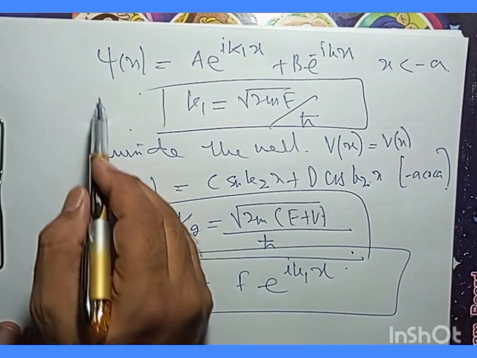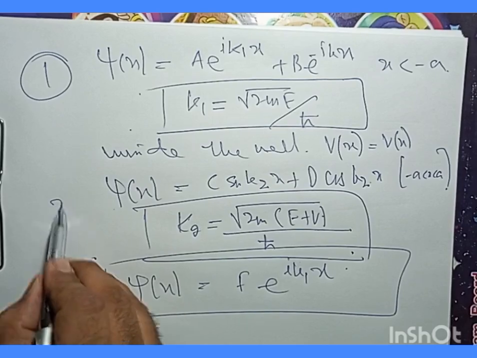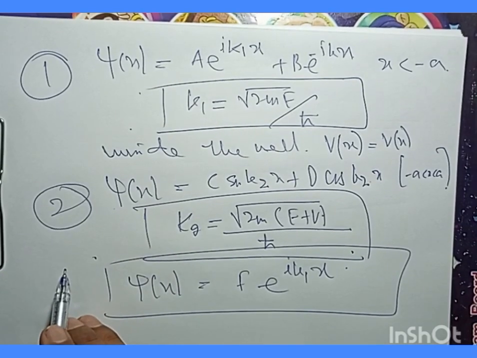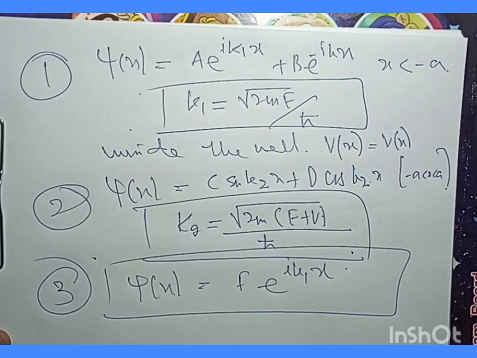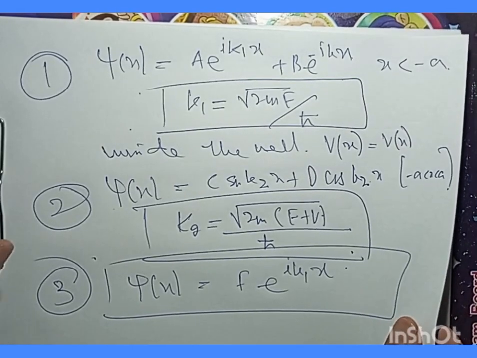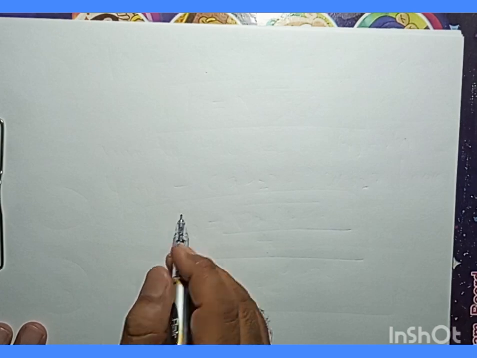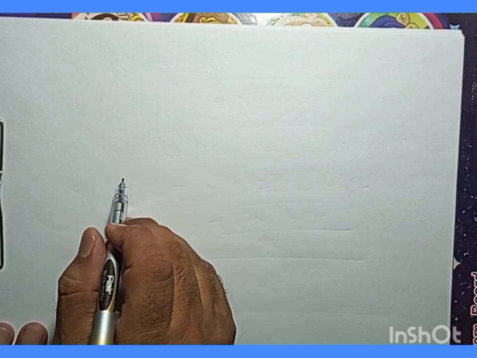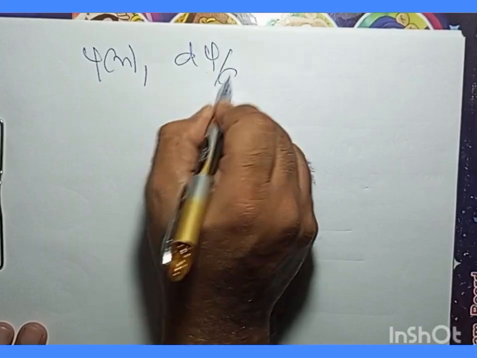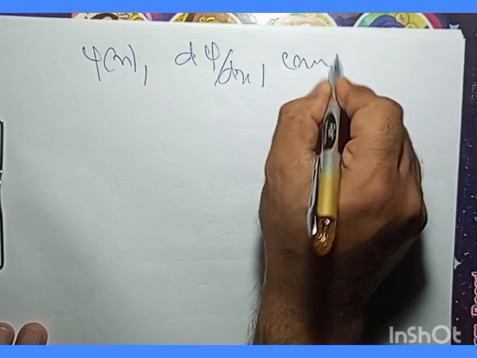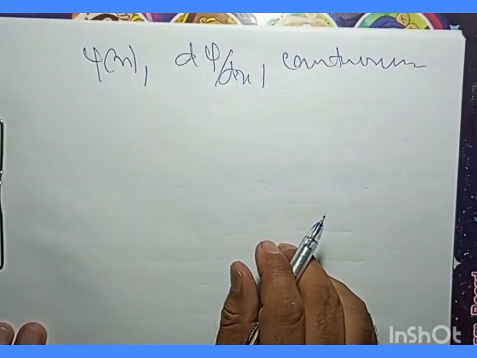Okay, so this is for region 1, this is for region 2, and this is for region 3. So we can use the boundary conditions as we have used in the previous case, and there are 4 boundary conditions that we have. We have to have psi of x continuous, and d psi by dx at that point should also be continuous.